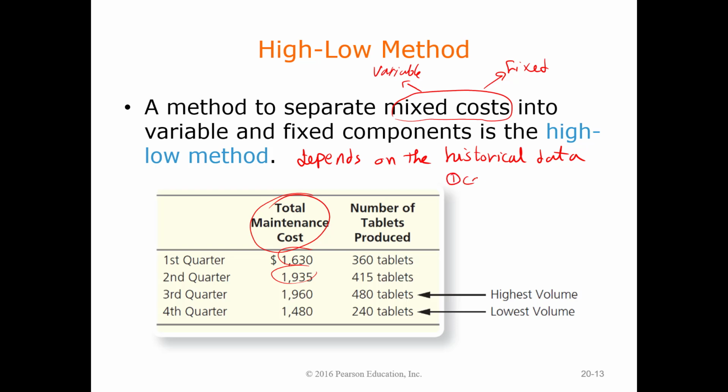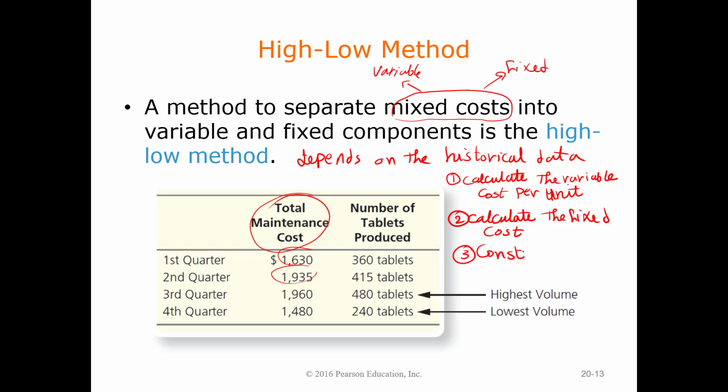The first one is to calculate the variable cost per unit. 2, to calculate the fixed cost, and then to construct what we call cost function or cost equation that we can use to make an estimation of cost in an activity level that is not mentioned here.